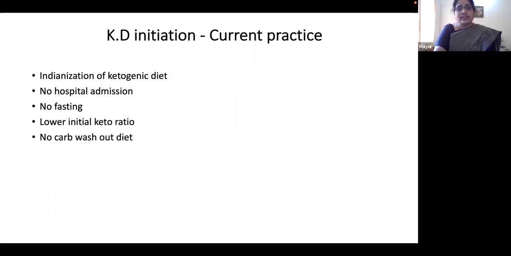Again, the guidelines are there, and I will explain how we increase the ratio. And there is no carb washout diet, unlike other clinics that practice it. It can help the patient to some extent; by avoiding the carbs, they will understand it, and it may help in sustainability. But we are able to achieve ketosis even without a carb washout diet, and it also saves time. Next slide, please.